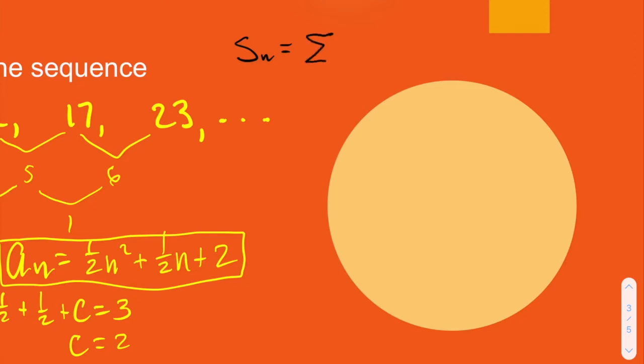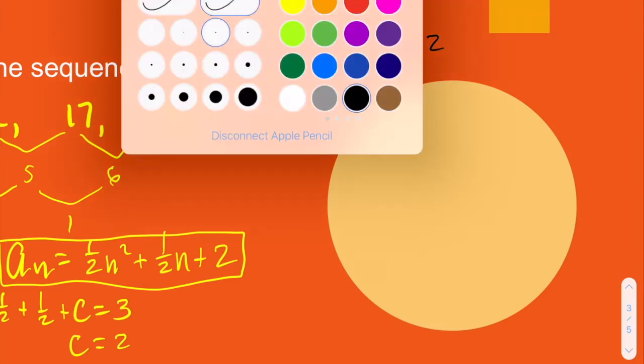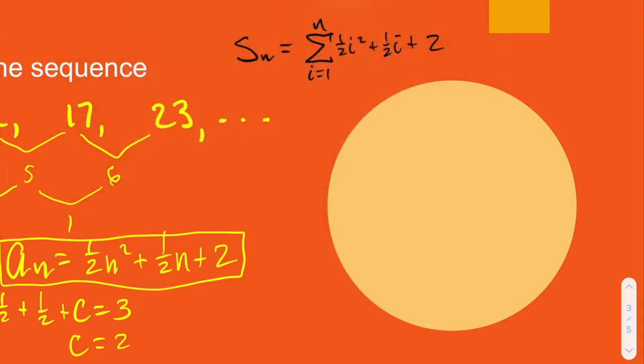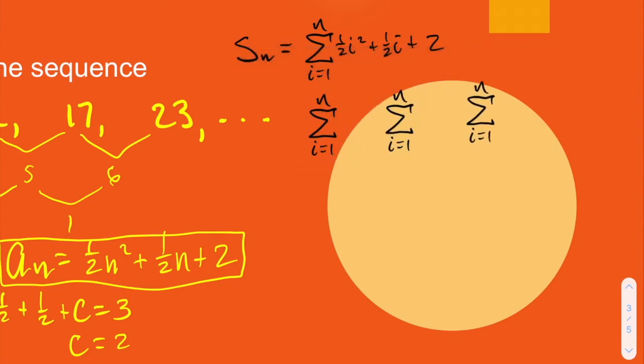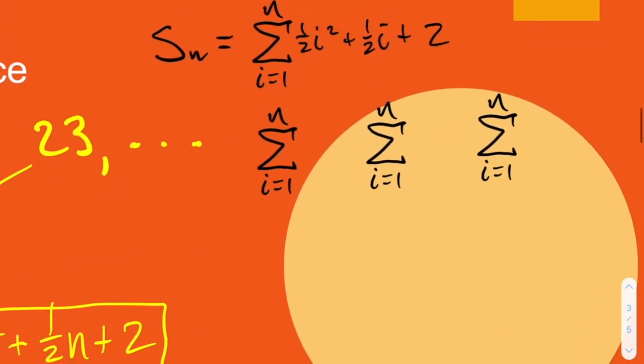So we're going to use an index of i. So i is equal to 1 going to n, and we're going to write 1/2 i squared plus 1/2 i plus 2. Now, if we use the properties of summations, then we can say it this way. We're going to copy the sigma notation part and put that down here, make another copy, put it right here, and make another copy and put it right here. And we're going to use our properties and some formulas, and it's going to look like this.